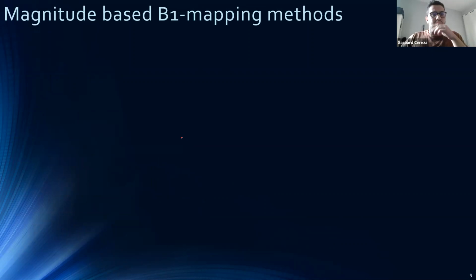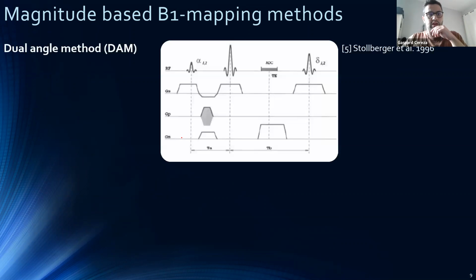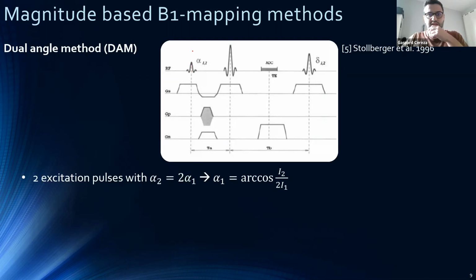All right, so I will start by explaining how some B1 mapping methods work. I will start with magnitude-based methods. The first one is the most simple and straightforward: the double angle method, or DAM. It consists of two excitation pulses used with different nominal flip angles. So we will try to flip the spins by two different flip angles. Usually we will use a second flip angle that is twice the first one.